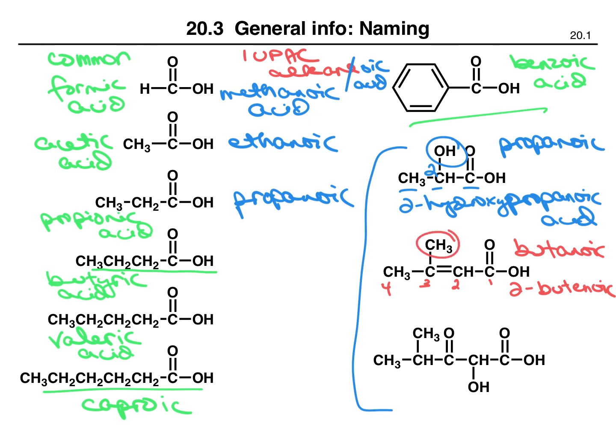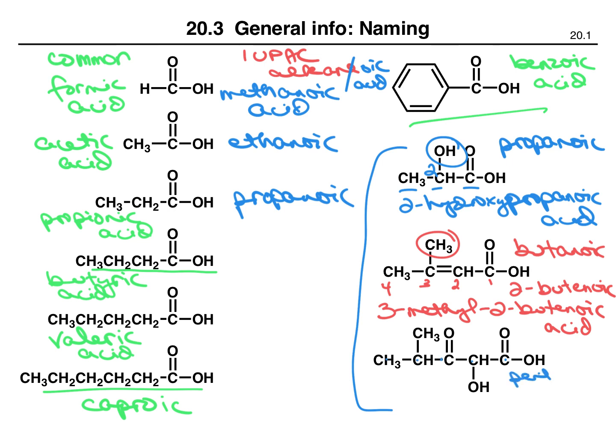And we have a methyl group at carbon 3, so this would be 3-methyl-2-butenoic acid. So "but" tells us there's 4. Oic acid tells us it's a 4-carbon acid. The 2-ene tells us that there is an alkene starting at carbon 2 and then a methyl group at carbon 3. And the last example, okay, we have 1, 2, 3, 4, 5.